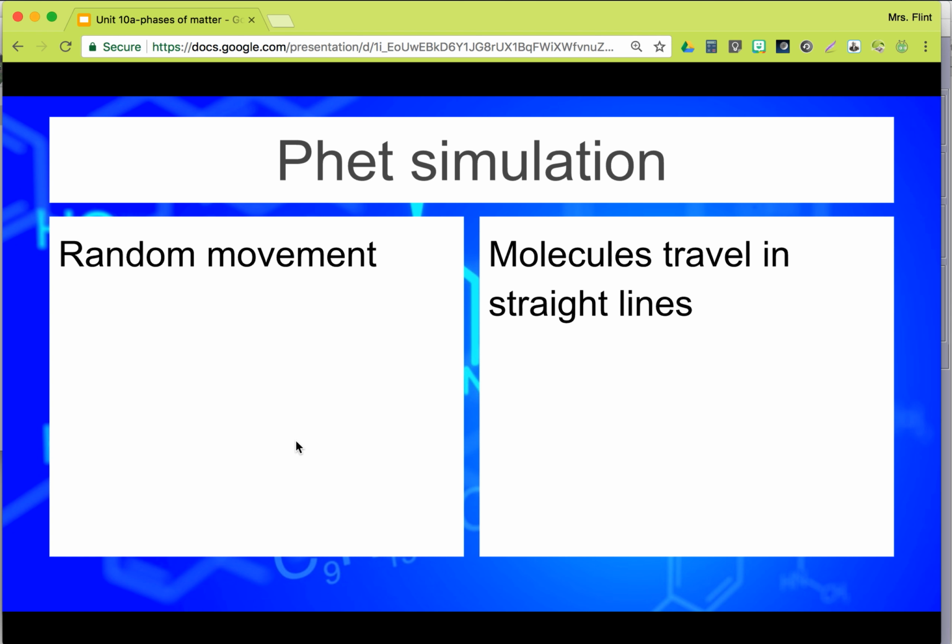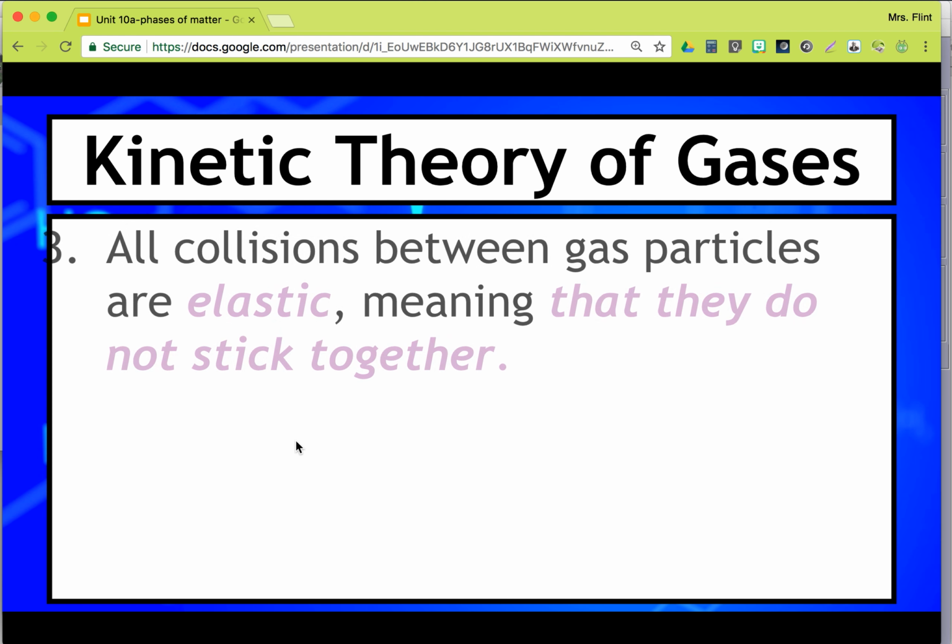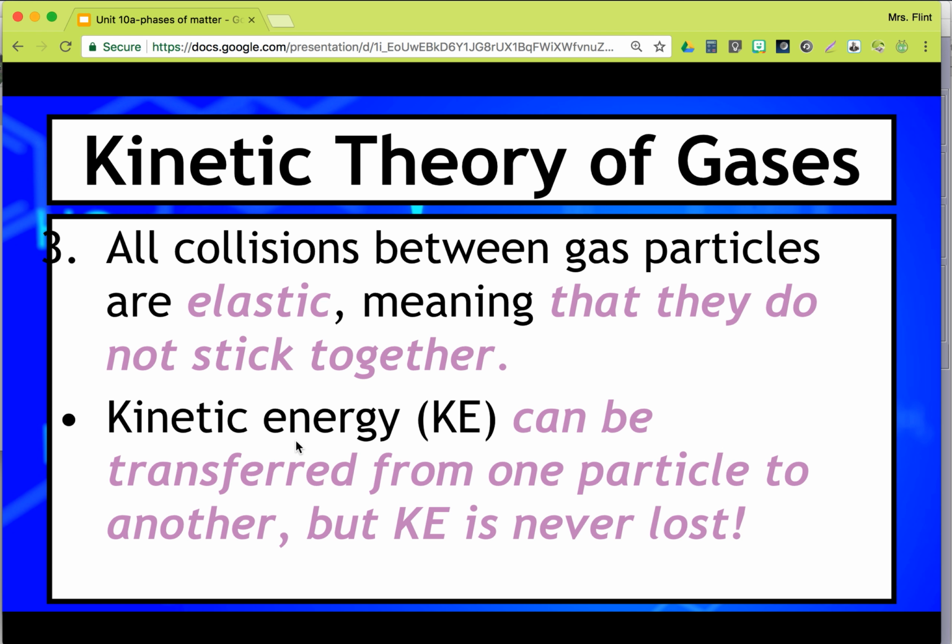In our PhET simulation, you saw that there was random movement and that molecules do travel in straight lines. All the collisions between gas particles are elastic, meaning that they don't stick together. Kinetic energy, which we're going to define as Ke, can be transferred from one particle to another one, but the kinetic energy is never lost.